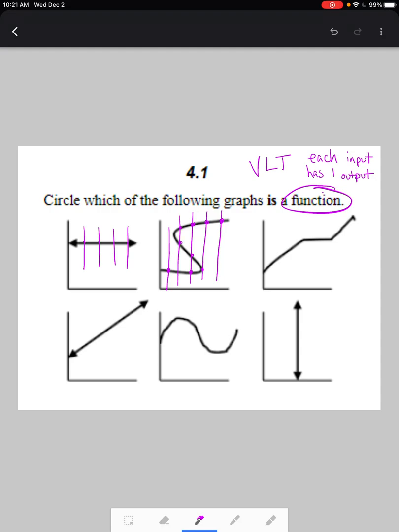So as long as just one of these lines crosses at more than one point, we say that this one is not a function. It fails VLT, fails the vertical line test. This one is a function, and it passes VLT. So do that same process, get comfortable with doing the vertical line test for the remaining 3, 4, 5, and 6 questions here. But hopefully that visual example for the first two is helpful.